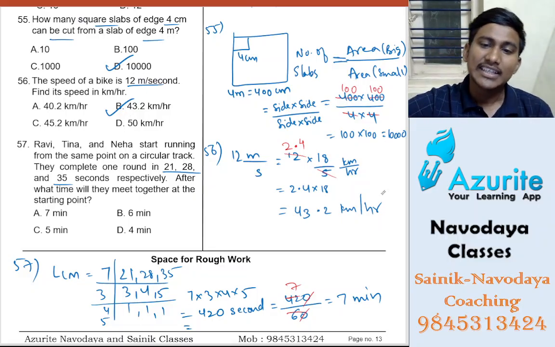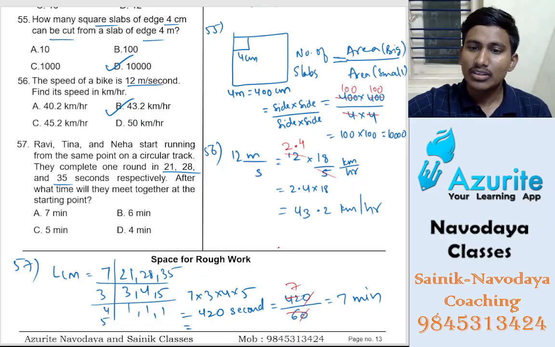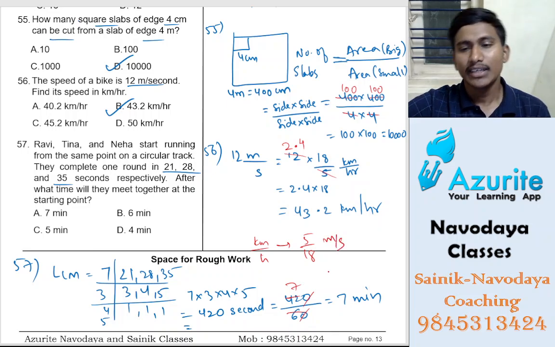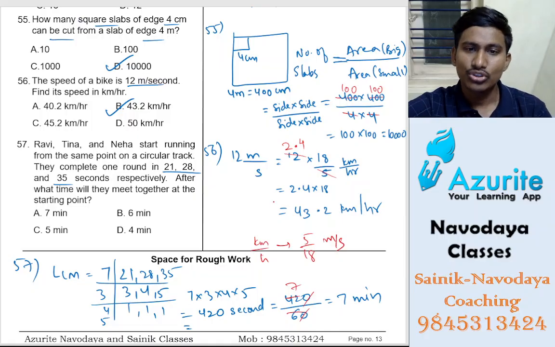Once again, if you want to convert kilometer per hour to meter per second, you should multiply with how much? 5 by 18. Understand? Okay, now you should remember that.